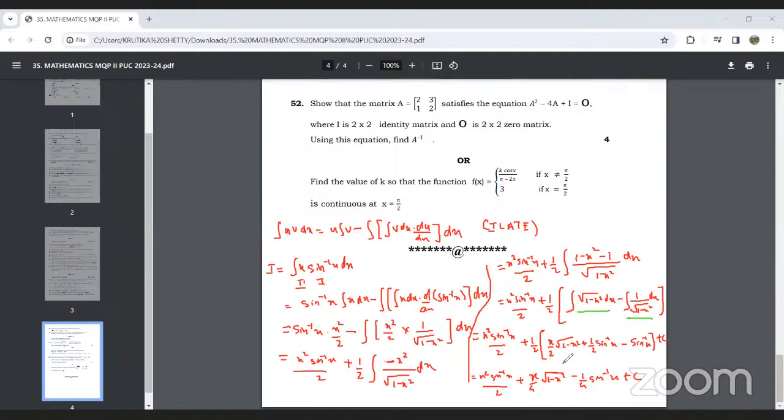So here we are getting it in the form of x by 2 root of 1 minus x square, a square by 2 sine inverse x, and the integral of the second term will be sine inverse x. Okay, so simplify these two. 1 by 2 minus 1, it will be minus 1 by 2, and minus 1 by 2 into 1 by 2, it will be minus 1 by 4. Okay, so this will be the final answer.